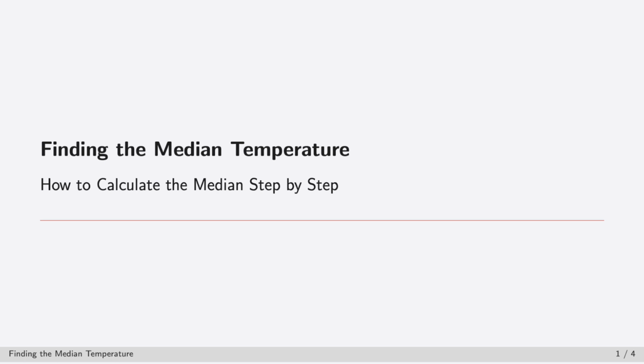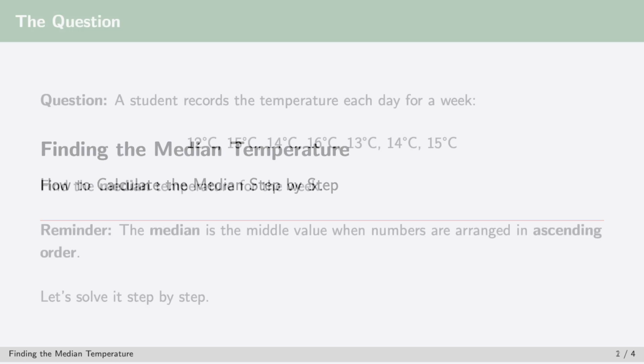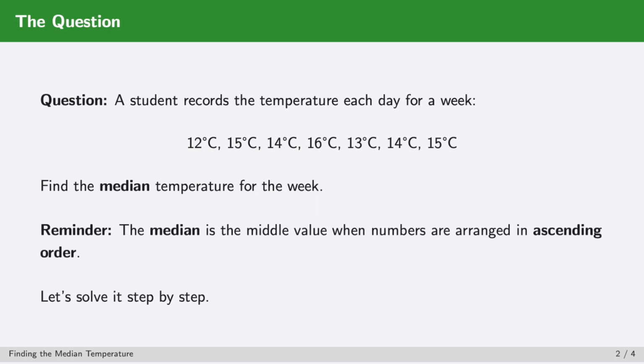All right, let's dive into the median calculation. We have a week's worth of recorded temperatures: 12, 15, 14, 16, 14 and 15 degrees Celsius. The goal is to find the median temperature for the week. Remember, the median is simply the middle value when numbers are arranged in ascending order. If you need time to think, feel free to pause the video.